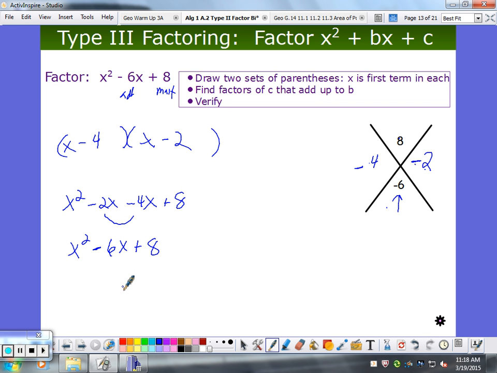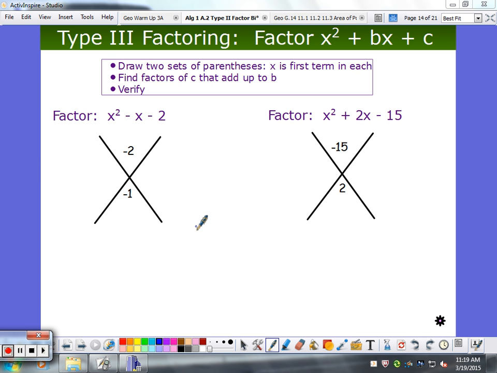Yes, ma'am. When is the greatest common factor 2? Now, 2 works for 8 and 6, but it doesn't work here. There's like an invisible 1 up here. It has to work in all 3. Okay, good question. Excellent question. I don't want anybody's brains exploding. Let's try this again. So we're going to factor this one.